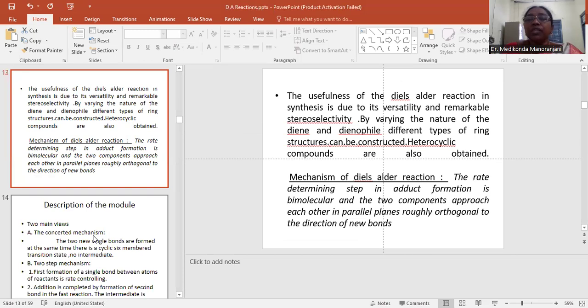The usefulness of the Diels Alder reaction in synthesis is due to its versatility and remarkable stereoselectivity. By varying the nature of the diene and dienophile, different types of ring structures can be constructed. Heterocyclic compounds are also obtained. Now let us see the mechanism of Diels Alder reaction. The rate determining step in adduct formation is bimolecular, and the two components approach each other in parallel planes, roughly orthogonal to the direction of new bonds.